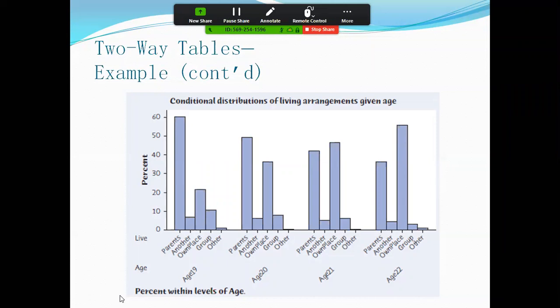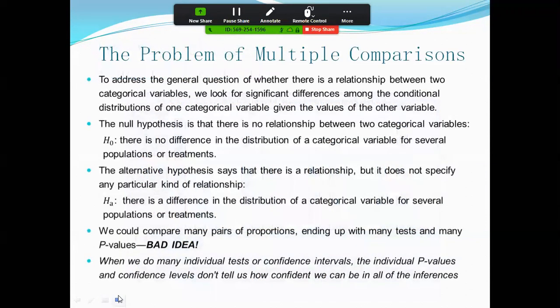So the percent of the 19-year-olds that live with their parents is 60%, and the percent of 22-year-olds who have their own place is pretty close, so that's a nice sign. As you get older, the proportion of people who have their own home, rental or whatnot, increases.